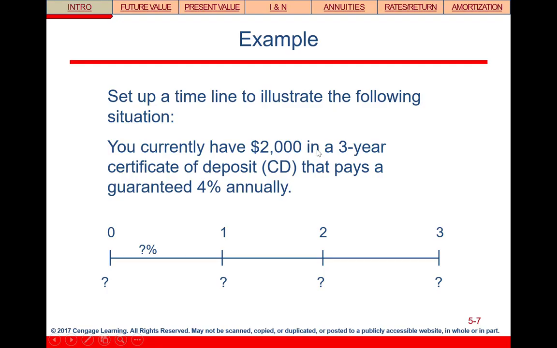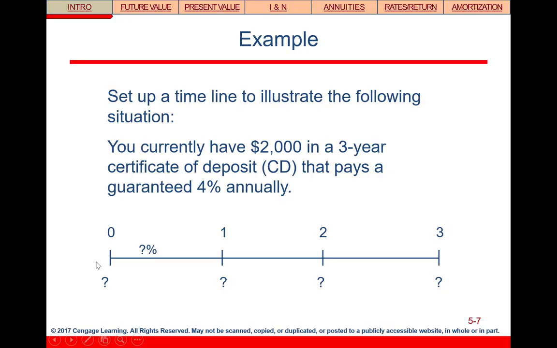And it's a 3-year deposit, which means that you will receive all your payment back at the end of the 3rd year. But this CD, this deposit, not only allows you to get back all your investment at the end of the 3 years, it also pays you interest, a guaranteed 4% annually. So it means that at the end of each year, you receive 4% of the 2,000, right? And at the end of the 3rd year, you receive the last interest payment plus the principal, which is $2,000, right?